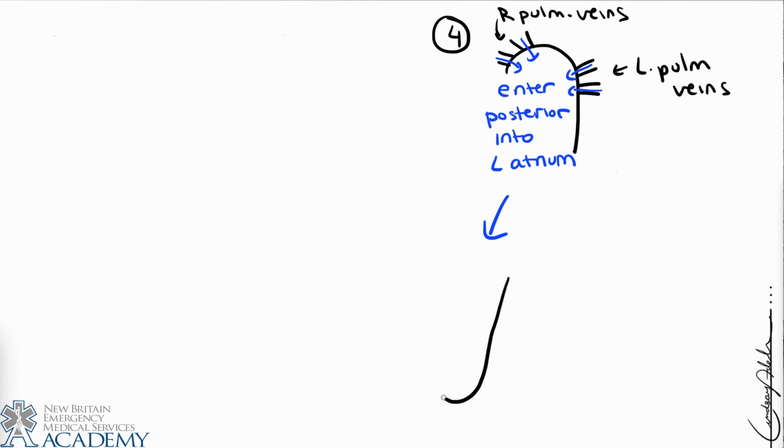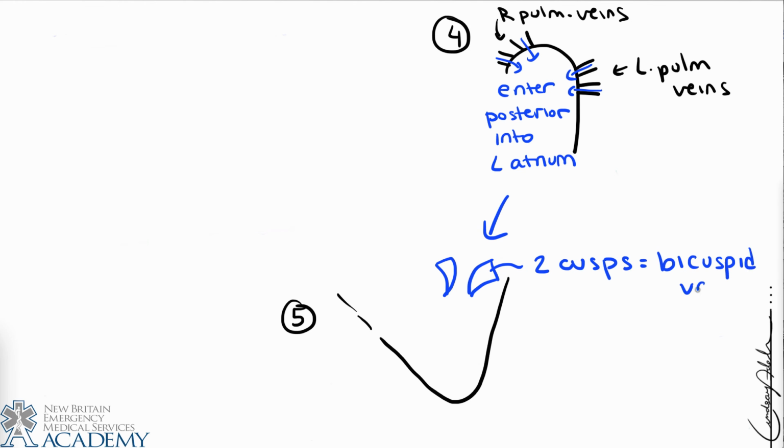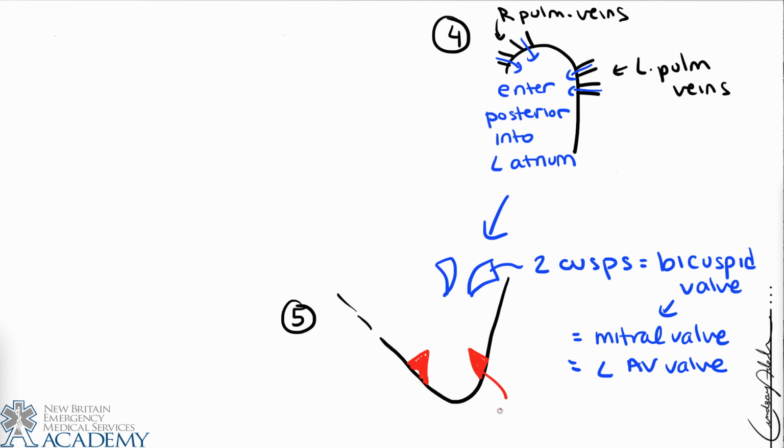Now, just as before, the blood has to flow through an AV valve in order to get into the left ventricle. In this case, there are only 2 cusps that comprise the AV valve, and so we call this the bicuspid valve. It's also called the mitral valve, and it's named that because it looks a little bit like a mitral hat. And you can use either terminology, whichever you find easier.